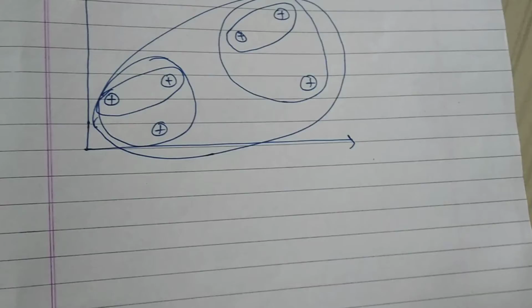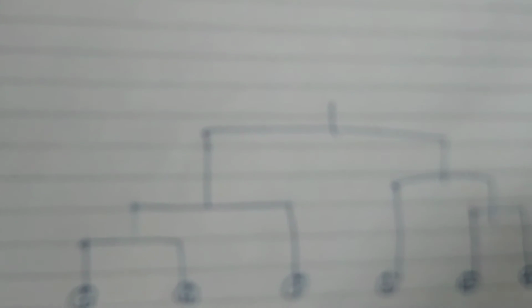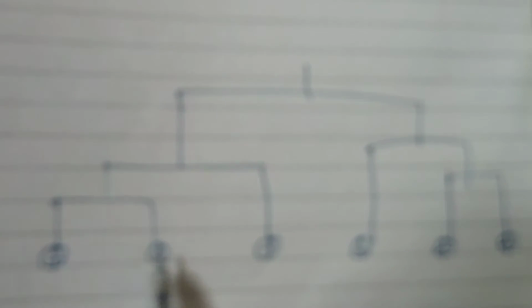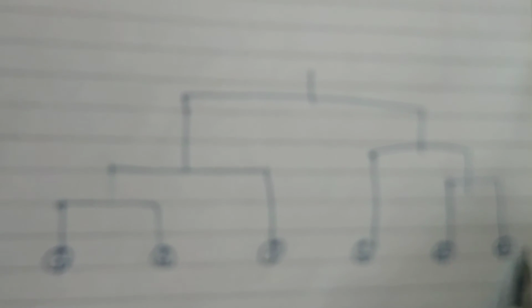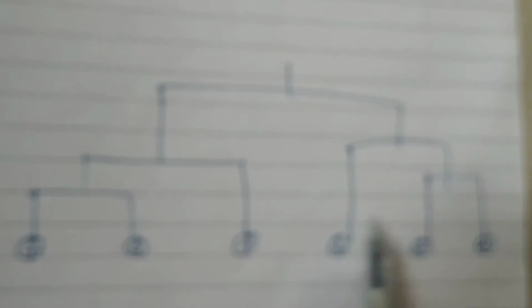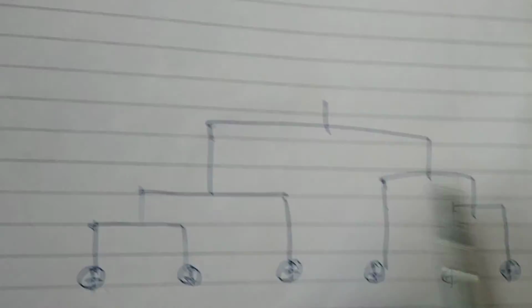Now this hierarchical clustering will be represented by dendrograms. Here we can see the dendrogram, where these are the data points, and depending on the similarity we can show this hierarchical clustering in the form of a dendrogram, right?